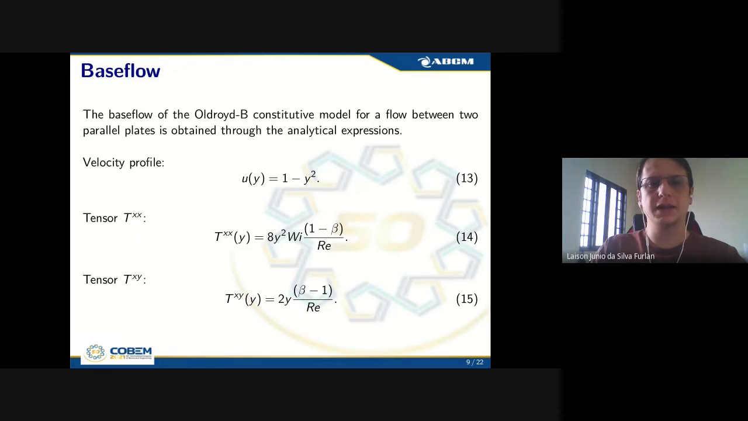When we apply the hypothesis to use the LST technique, it's necessary to decompose the variables of the fluid flow in a basic flow and the fluctuations. The basic flow for the Oldroyd-B model in a flow between two parallel plates can be obtained using the analytical expressions presented in equations 13, 14, and 15.